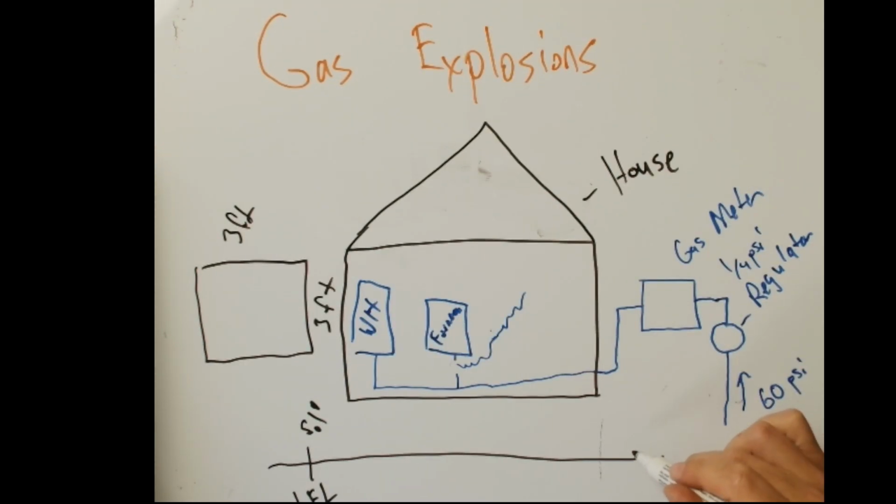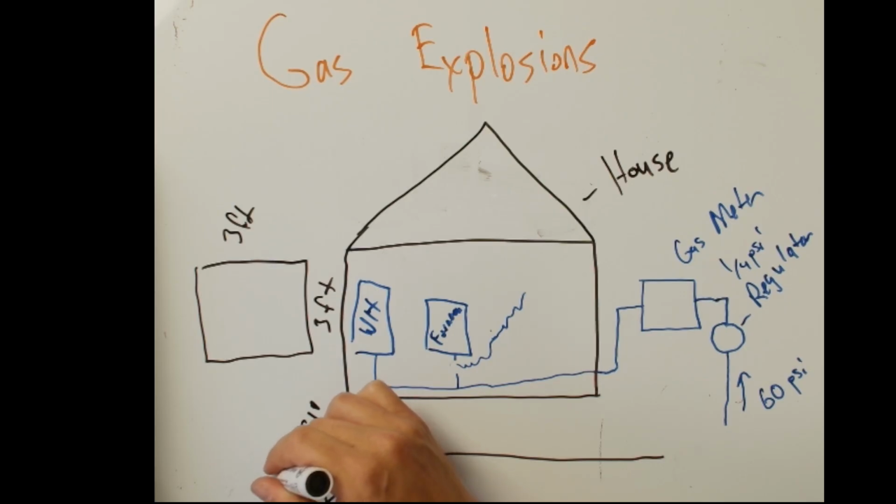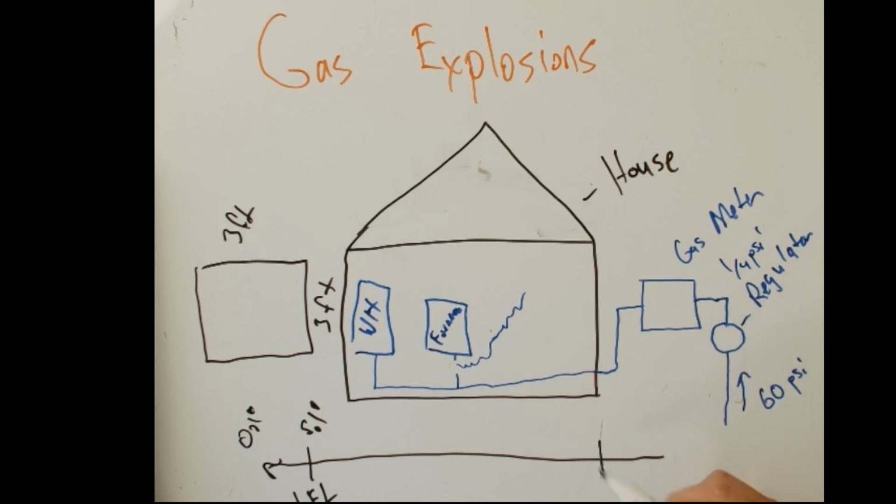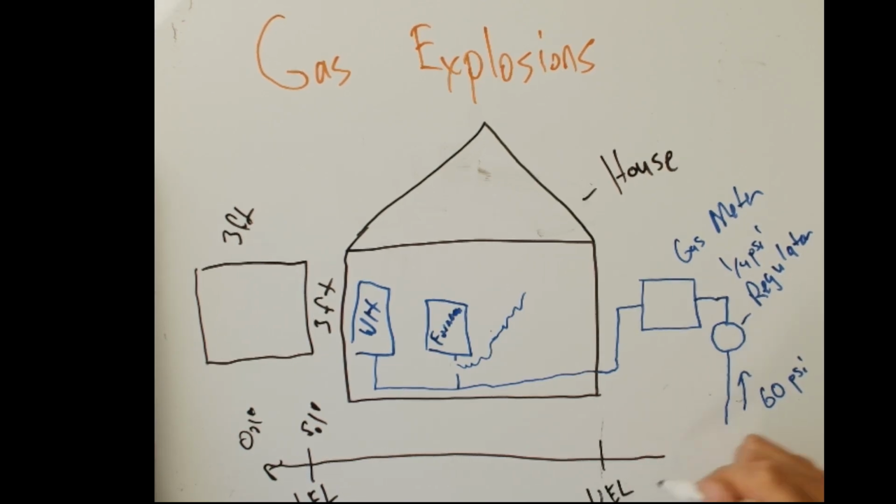On the opposite end of your line here, so here you have 0%. On your opposite end of your line, you have the UEL, upper explosive limit.